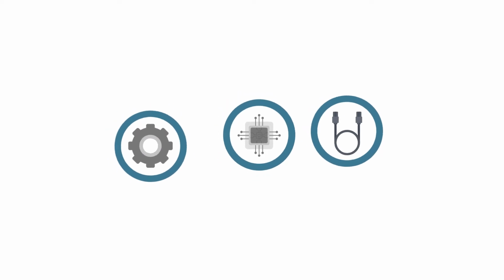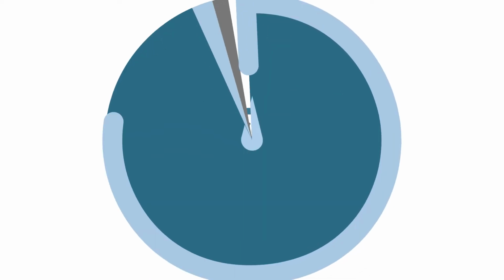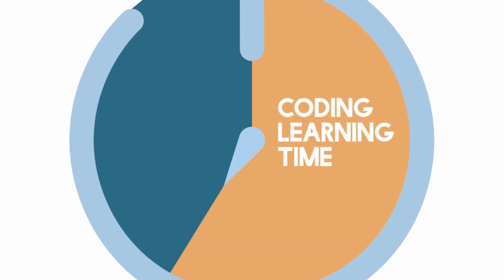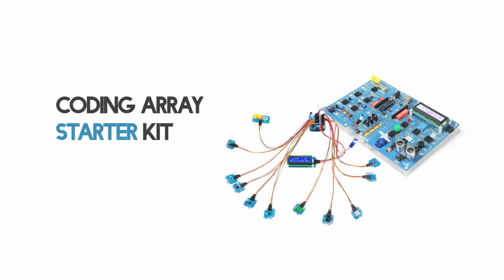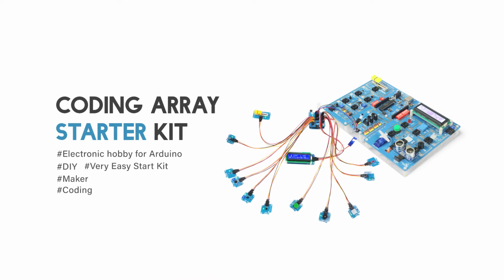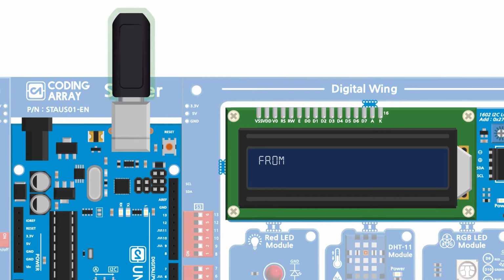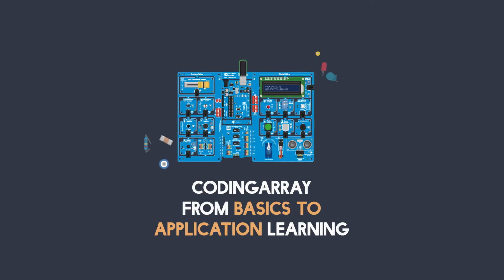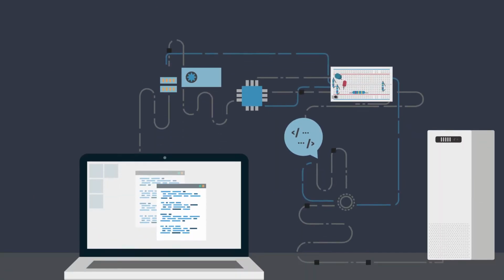The Coding Starter Kit, a product developed by Coding Array, will keep learning fun by teaching difficult electronics and physical computing in a simple way. This lets you spend more time on coding and less time in frustration. Coding Array is available as an all-in-one kit, not only for basic coding training, but also for building applications.